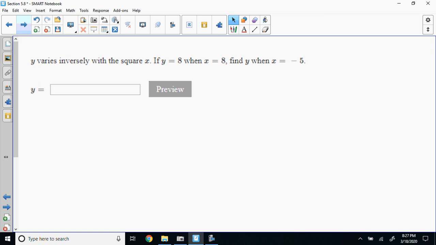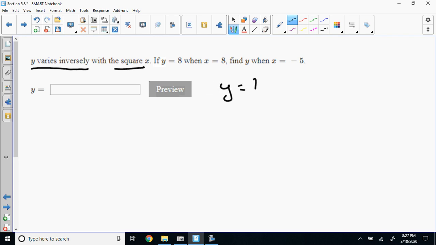All right, so now we're switching gears. We just did direct solving. Here's 2 scenarios, solve for the missing term. So we're going to do inverse, and I really like inverses because it's y varies inversely with the square of x. So what I start out with is y equals k over x squared. So my k is going to be x squared times y. That's what my k is going to be equal to.